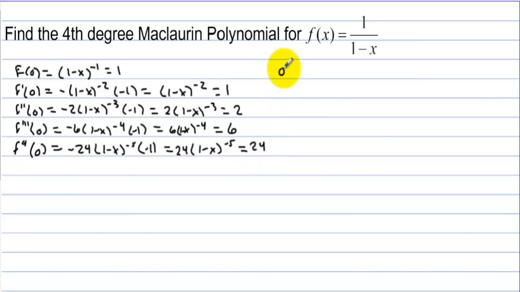Well, that's really 0 factorial. That's 1 factorial, this value right here. We have 2 factorial, 3 factorial is 6, and 4 factorial is 24.